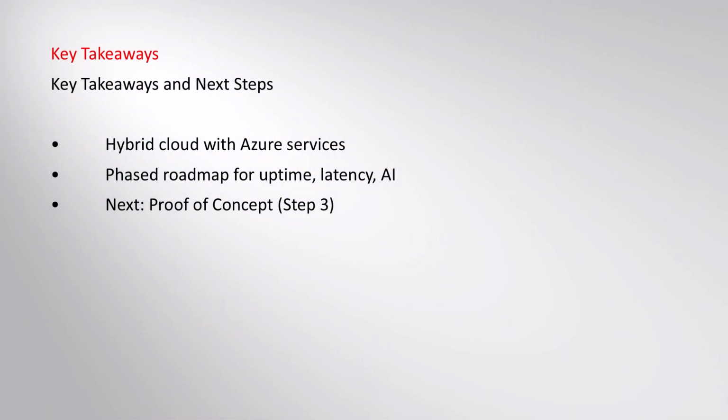Key takeaways: the cloud strategy and planning phase for Zoran Trend Retail utilizes Azure's PaaS, IaaS, and AI services within a hybrid cloud to achieve 99.9% uptime, latency below 300 milliseconds, AI-driven product recommendations, and substantial cost savings. The phased roadmap, supported by governance policies, adheres to budget and timeline constraints while addressing GDPR and technical challenges. The next step, proof of concept, will validate this strategy.